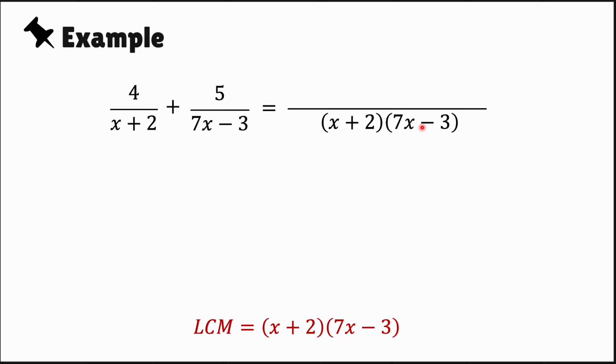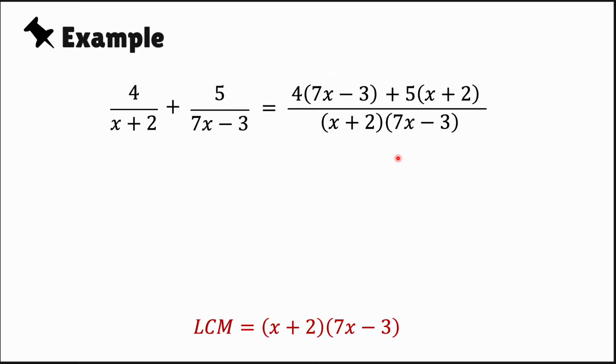X plus 2 times 7x minus 3 divided by this, you only have 7x minus 3 multiplied with 4. So you have 4 times 7x minus 3. Your denominator divided by 7x minus 3, the 7x minus 3 will be cancelled. You have the x plus 2 left with 5. So from that one, you can just expand and simplify.